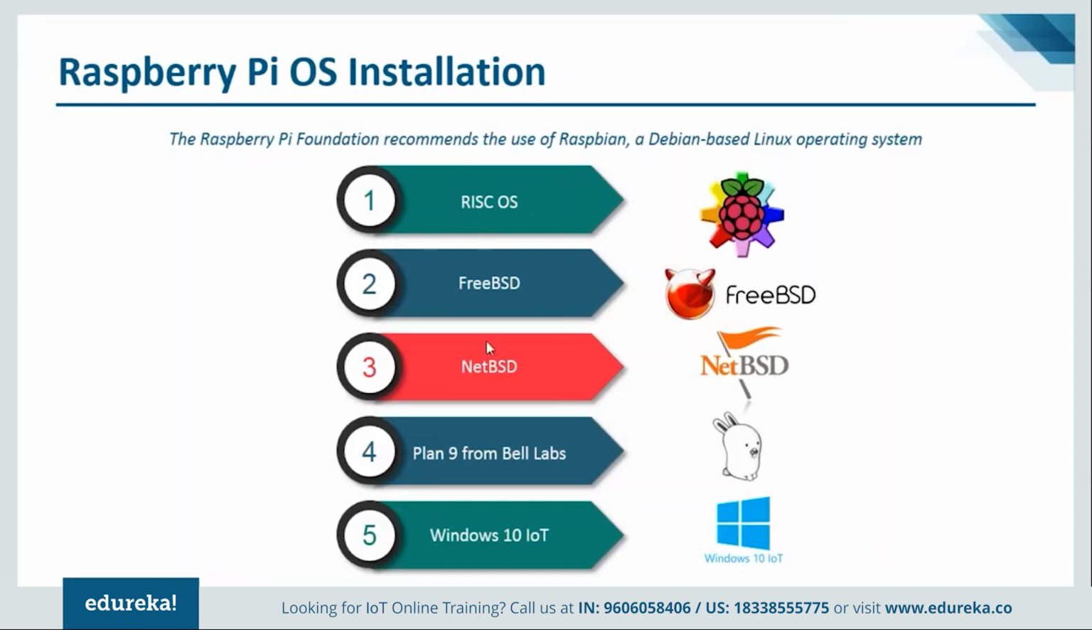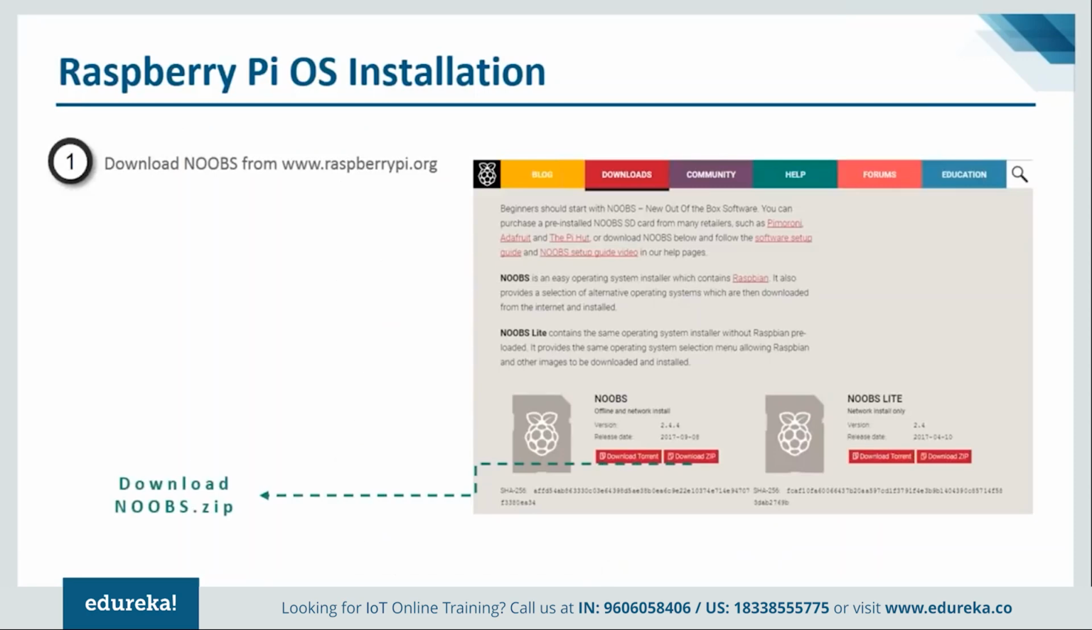So these are some of the most popular operating systems supported on Raspberry Pi. You have RISC OS, you have FreeBSD, you have NetBSD, Plan 9 is again from Bell Labs, as well as Windows has its own Windows 10 IoT version. For this session we're not going to go into Windows 10, we'll stick to the core Raspberry Pi operating system. Now for downloading the operating system, you can go to the original site, that is raspberrypi.org, and there in the downloads tab you can download the operating system.